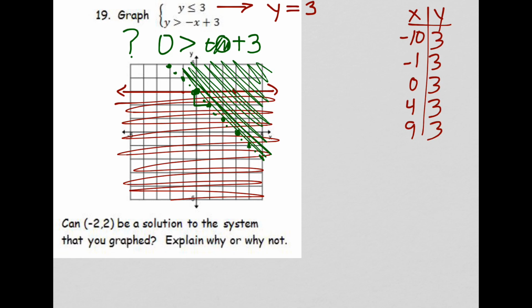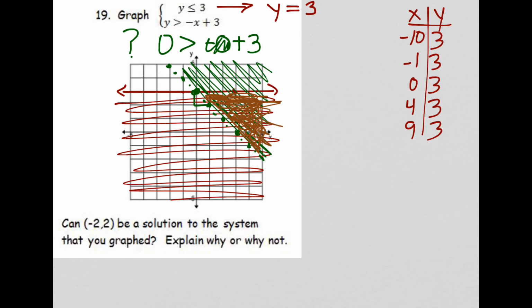We're shading up here. And my solution set is where the shading overlaps. So that's this region in here, and I'm going to make it super obvious so that anyone looking at my work knows that I know it's this little wedge in here, and technically it goes on forever, but that's where all my solutions are. Now, it says could -2, 2 be a solution to the system that I graphed?